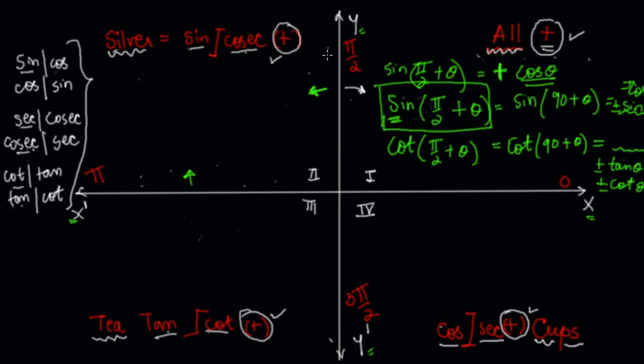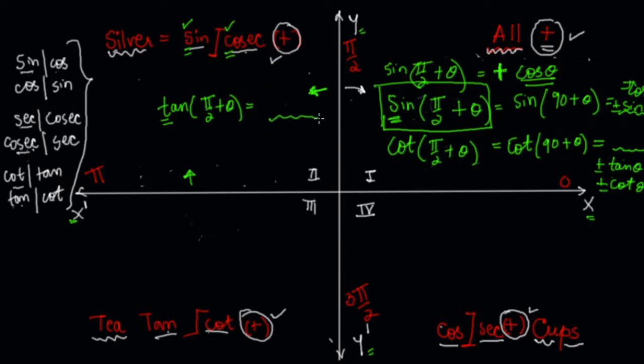For example, let's say I ask tan of pi by 2 plus theta. Now who is jumping in the second quadrant? It's tan who is jumping, but what is positive in the second quadrant? Only sine and cosec are positive. Is tan positive in the second quadrant? No. And who is jumping? It is sine. When sine jumps in the second quadrant, or cosec jumps in the second quadrant, that's when the answer, whatever answer you get, is positive.